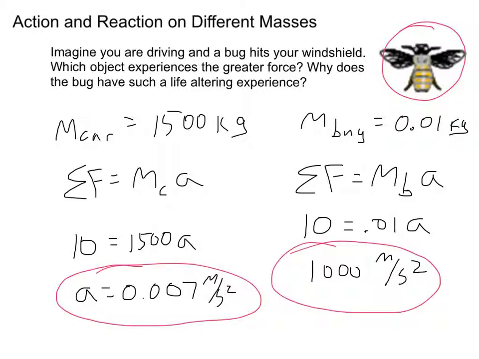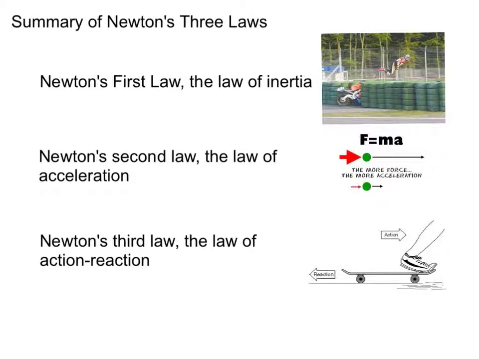The same principle works with rockets. Rockets expel gas out of them. The rocket pushes on that gas, the gas pushes back on the rocket, and that's how we get rockets to launch into space. So to wrap things up, we can summarize Newton's three laws.